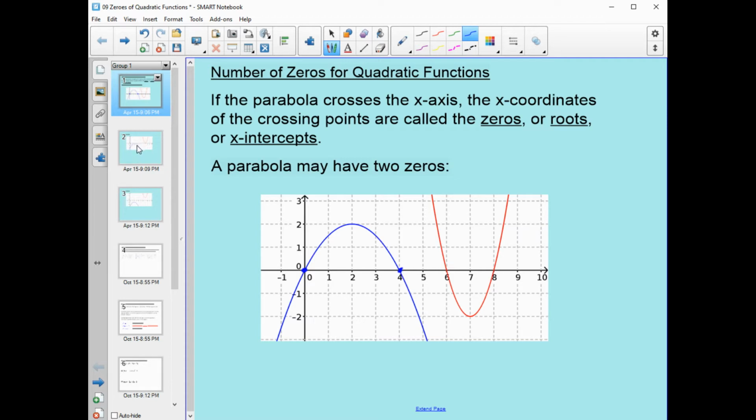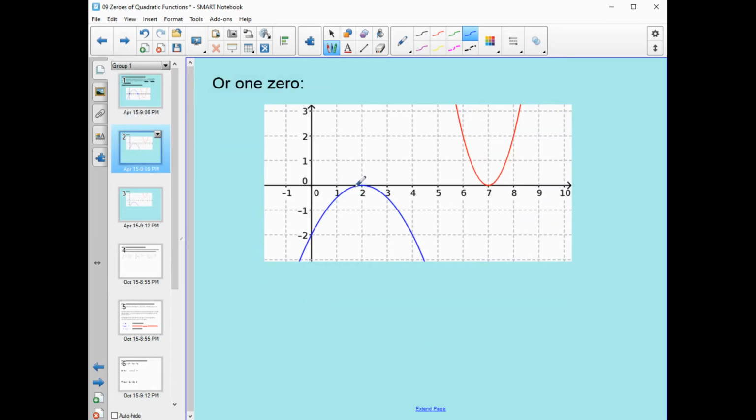It is also possible, if I shift those parabolas, I can shift the blue parabola down far enough that the only place where it touches the x-axis is at one point, where the vertex is actually on the x-axis. And I can do the same thing with the red parabola by shifting it up to the point where the vertex was sitting on the x-axis. So in this case, we only have one zero.